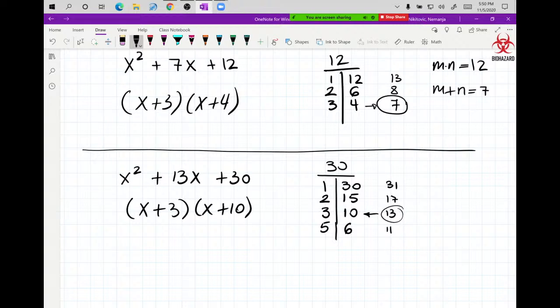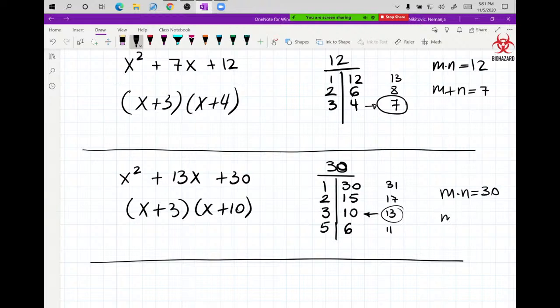So multiplication into 30, multiplication into C, gives you a couple of choices, and then you narrow it down to the one that you need when you add them across. So you always have to have m times n equals 30 in this case, and m plus n equals 13 in this case.